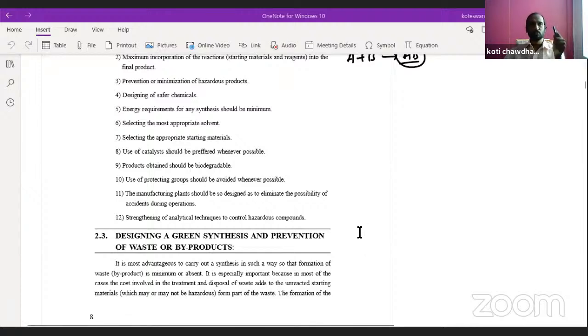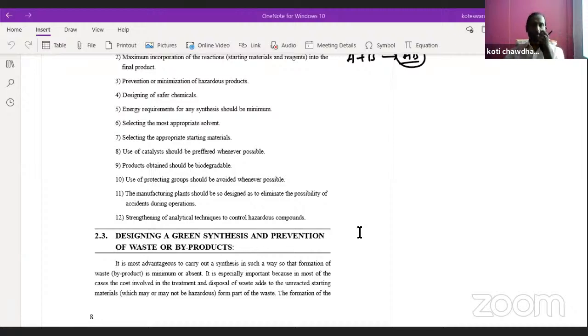And the tenth one is, use of protecting groups should be avoided whenever possible. Okay, what is a protecting group? Suppose a particular reactant has two or more functional groups, but our reaction is going to work on one particular functional group. The remaining functional groups may also get involved in the reaction. In such a case, we need to cover the remaining functional groups by converting them into another form. That is called protecting. We are capping the functional group. Capping means protecting the functional group.